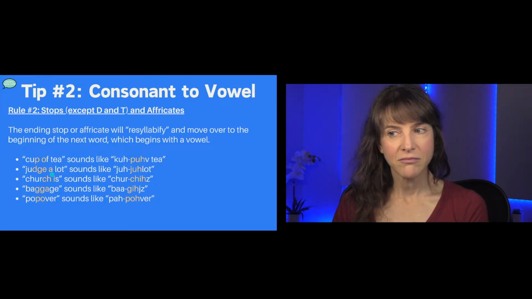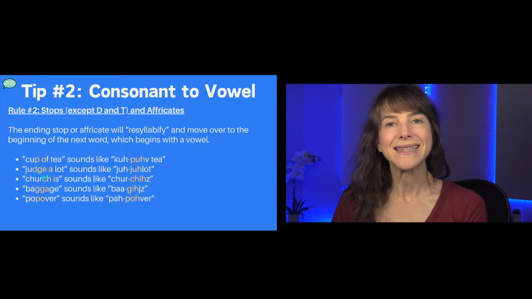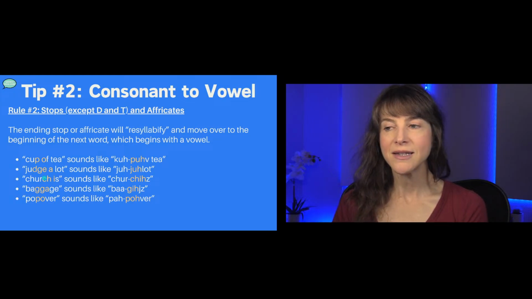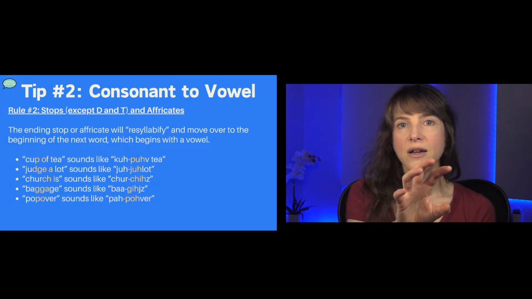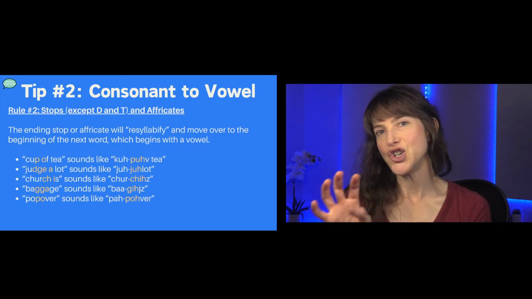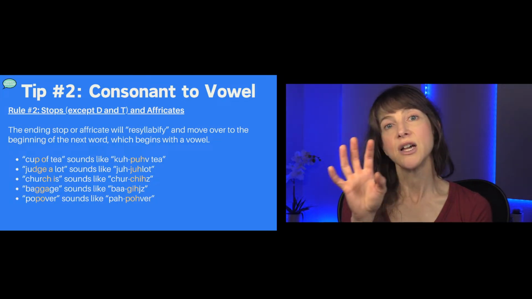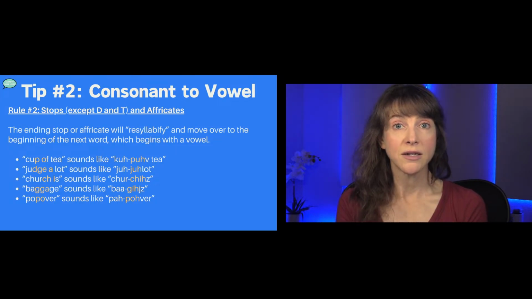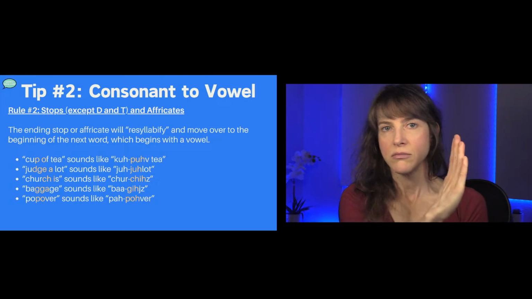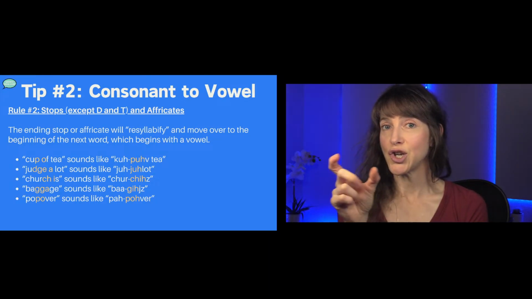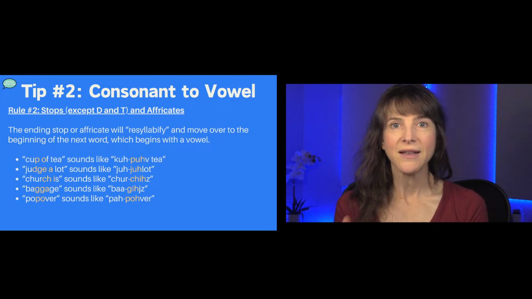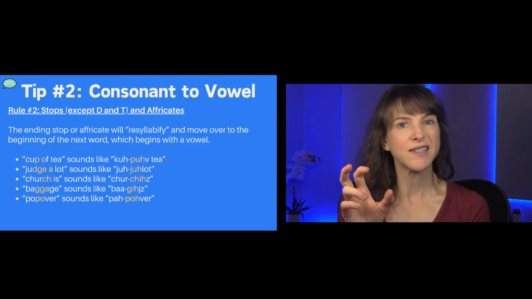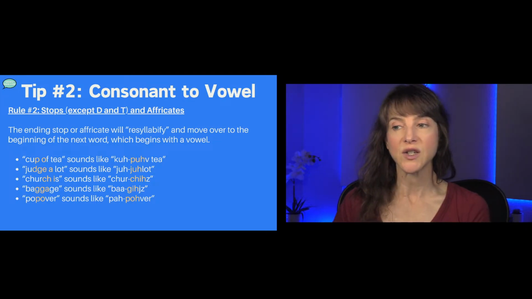Judge a lot. So now we have a word that's ending in the j consonant, linking to a vowel. So it sounds like this. Jalot. Judge a lot. It's not judge a lot. It's judge a lot. Okay, that's the link. That final J sound moves over to the beginning of the next word.